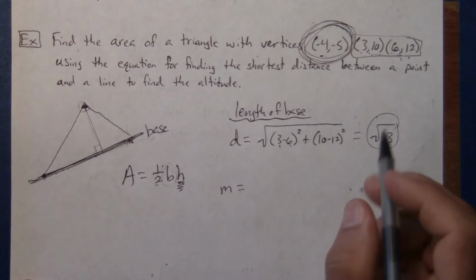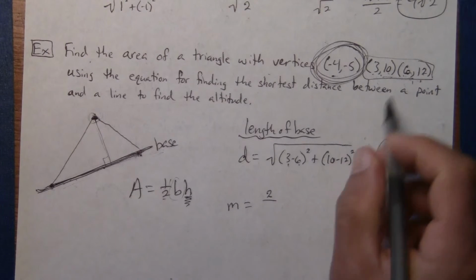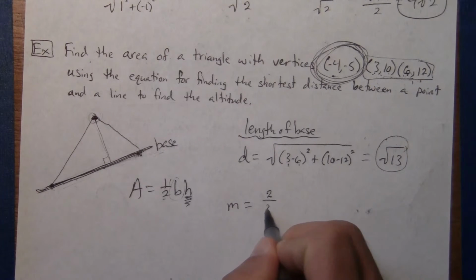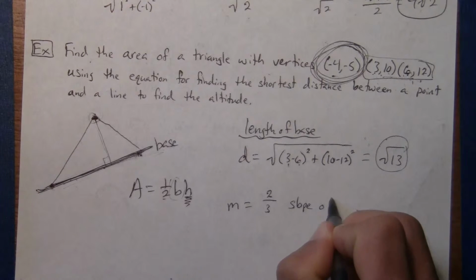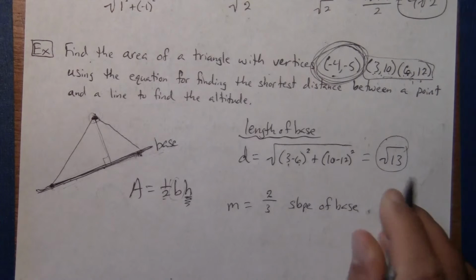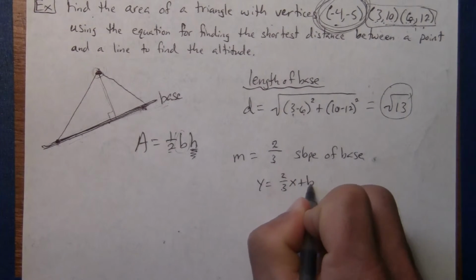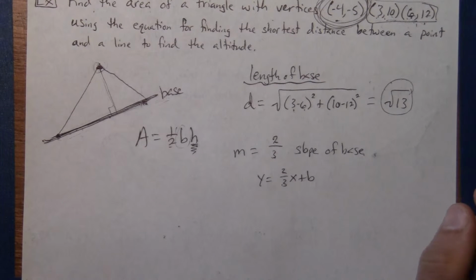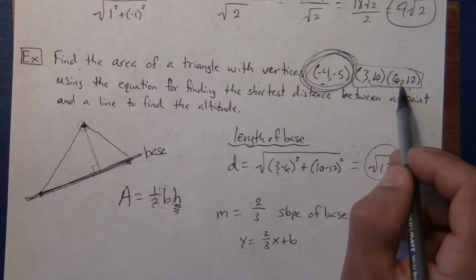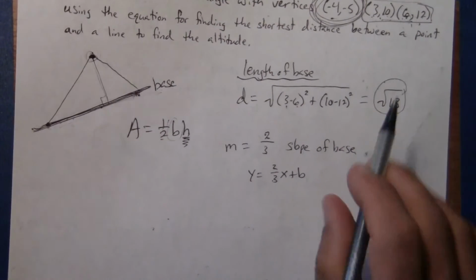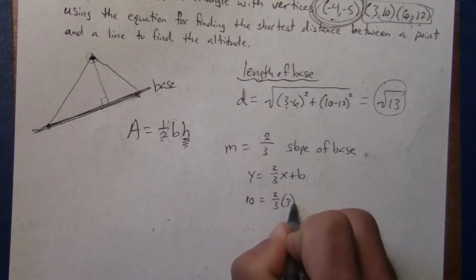So the slope of these 2 points, if I take y value minus y value, is going to be 2, divided by x value minus x value is 3. So this is the slope of base. And so that means I have y is equal to 2/3 x plus b. And I'm going to have to figure out what b is. I can use either one of those 2 points to plug in here. I'm going to pick 3 and 10. So plug in 10 for y, 3 for x.